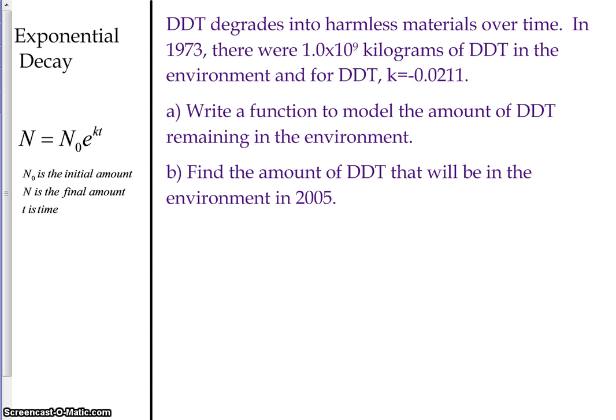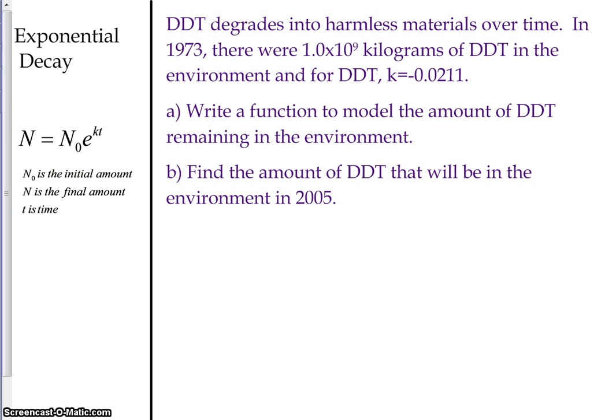So let's first look at a problem. This is a problem out of your book, and the book had some good information about this chemical called DDT. DDT is a chemical that was used in the past. I think it's been outlawed now. They used it to get rid of bugs and help their crops grow stronger. But they found out it was harmful in the air. And now they've realized that DDT does degrade into harmless materials over time.